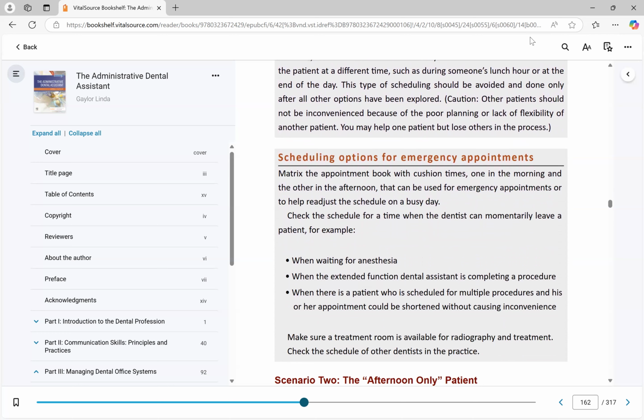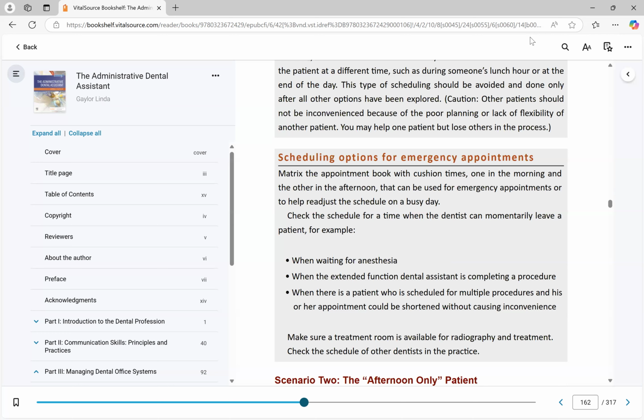Check the schedule for a time when the dentist can momentarily leave the patient. For example, when we're waiting for anesthetic, when the expanded function dental assistant is completing a procedure, or when there is a patient who is scheduled for multiple procedures and his or her appointment could be shortened without causing inconvenience.